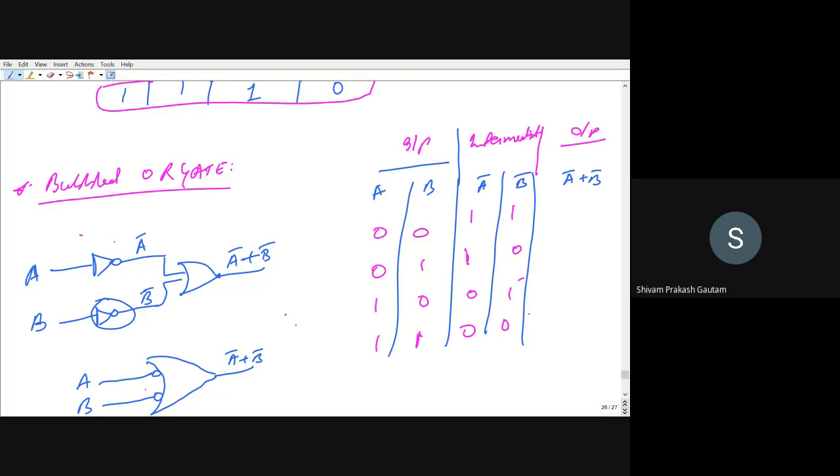Now you have to add both of them using the OR gate. We have already seen the OR gate: whenever one input is 1, the output will be 1, and whenever all the inputs are 0, the output will be 0. So in the last row both inputs are 0, so the output will be 0. In the rest of all the cases, the output will be 1.